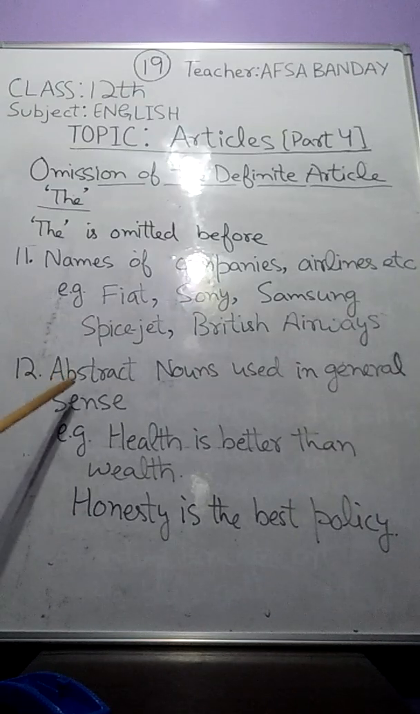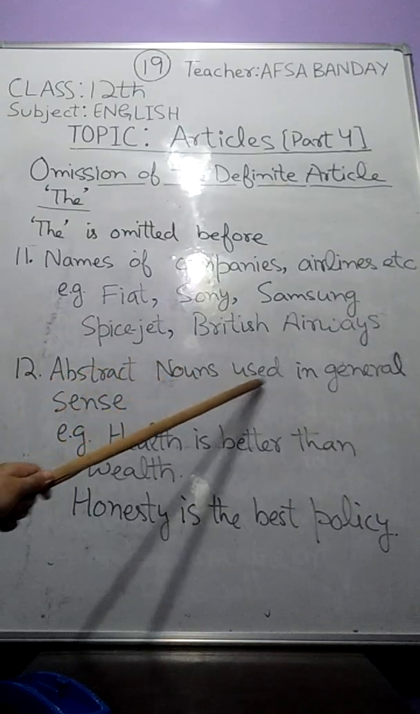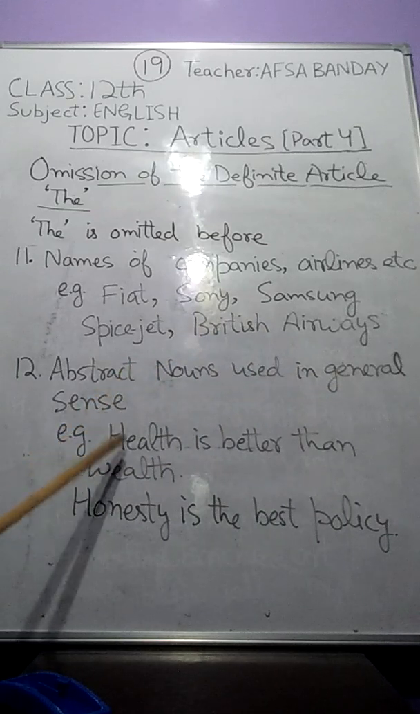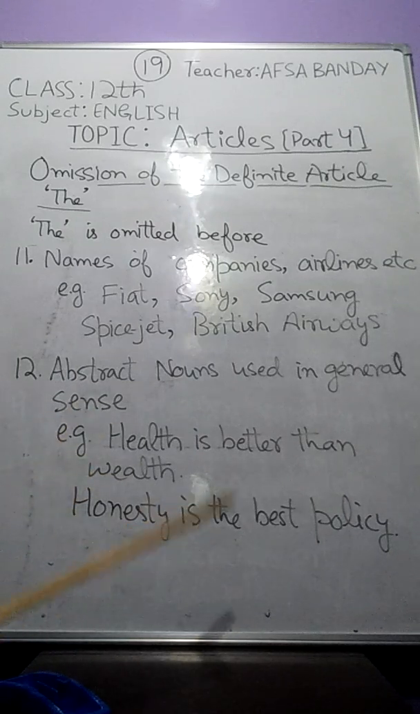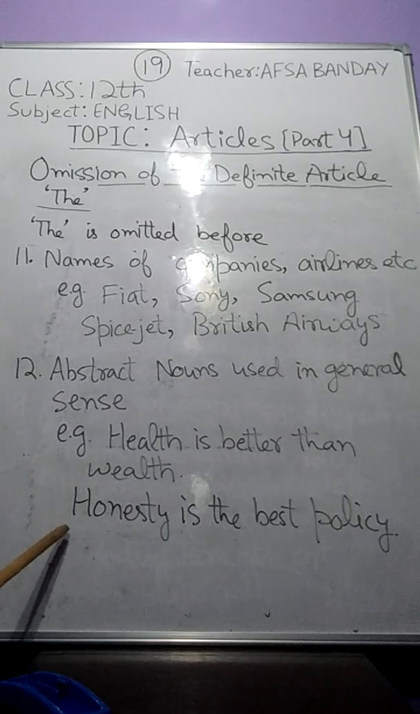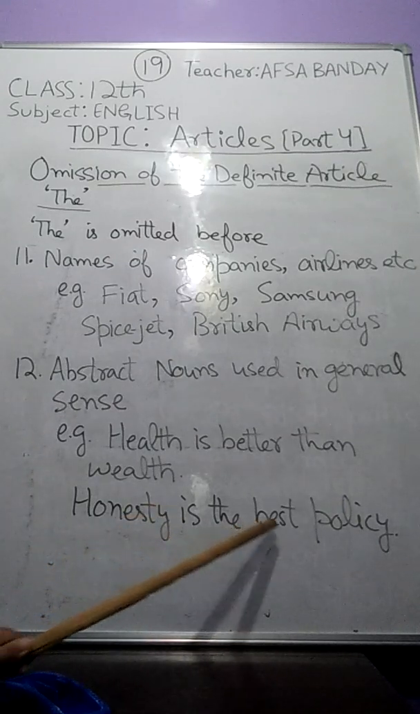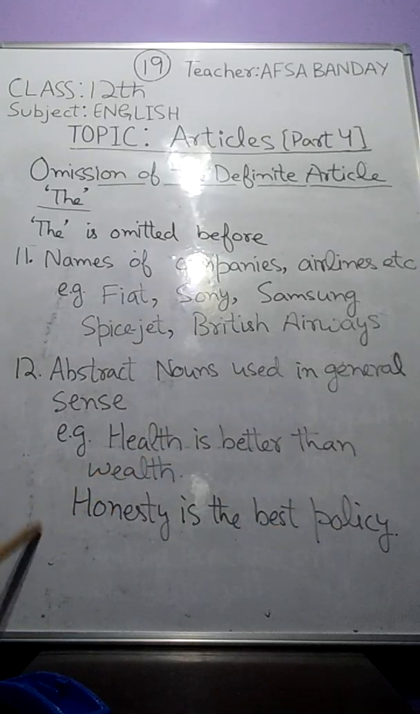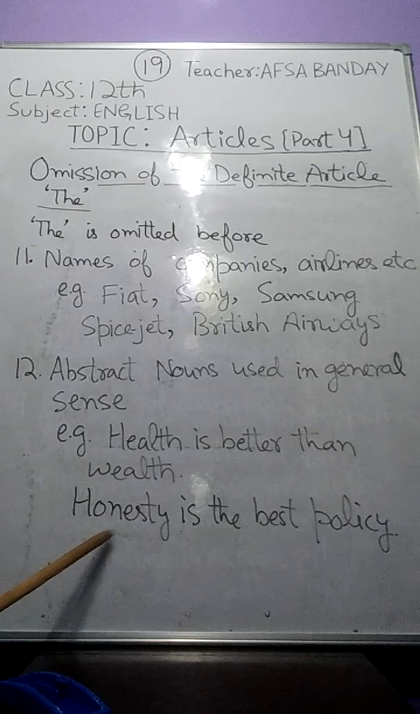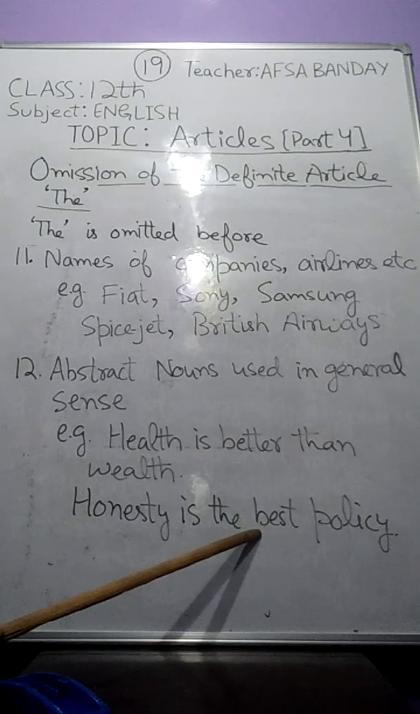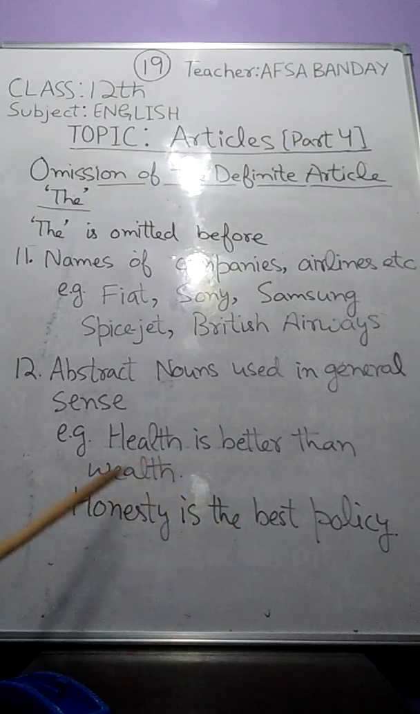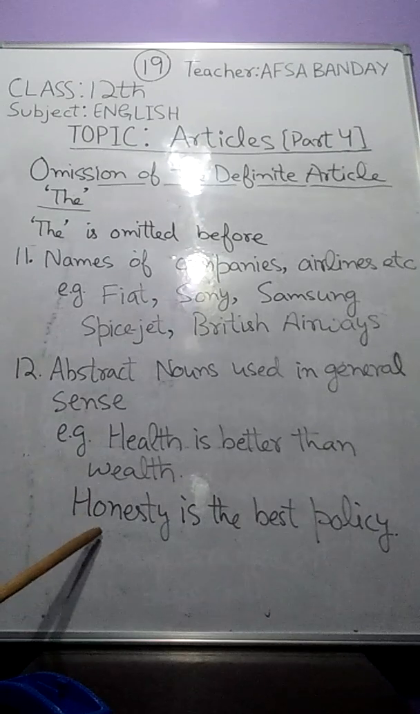Number 12: when abstract nouns are used in a general sense. For example, we say health is better than wealth. We don't say the health is better than the wealth. We simply say health is better than wealth. Or we say honesty is the best policy. We don't say the honesty. Honesty is an abstract noun. Why have we used "the" before best? Because this is the superlative degree. That's why we have used "the" there, but with honesty we have not used "the". We simply say honesty is the best policy.